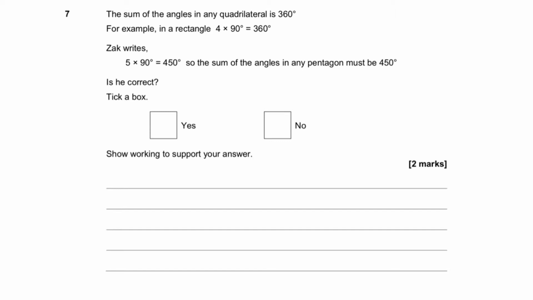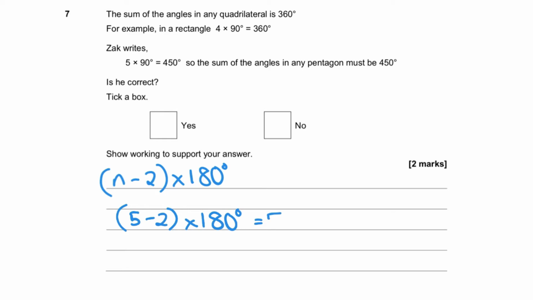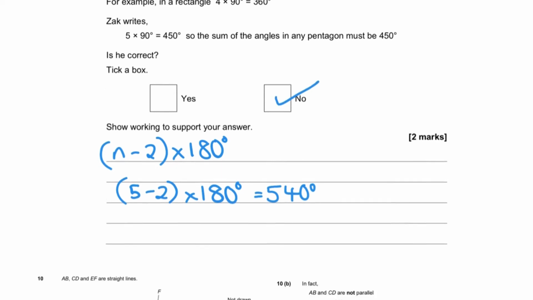Well, we know from our key points video that to calculate the sum of all the interior angles of a regular shape, we do n minus 2 times 180 degrees, where n is the number of sides the shape has. So because we're looking at a pentagon here, we can put 5 into our formula. So 5 minus 2 is 3 times 180 degrees is 540 degrees, not the 450 degrees that Zach was talking about. So from our working, we can say that no, Zach is incorrect.